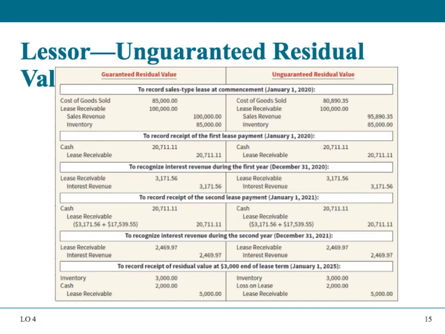Then the rest is very, very similar to the guaranteed residual value until we get at the very end up here. We still take inventory back on our books at $3,000, but because the lessee did not guarantee residual value, they will not pay us any cash like it happened here, and we will have to recognize a loss on the lease.